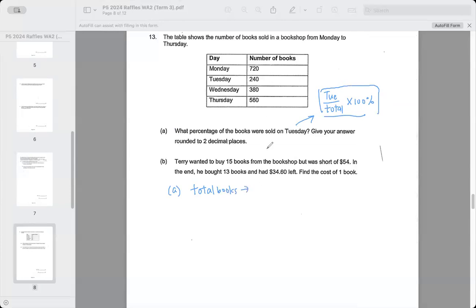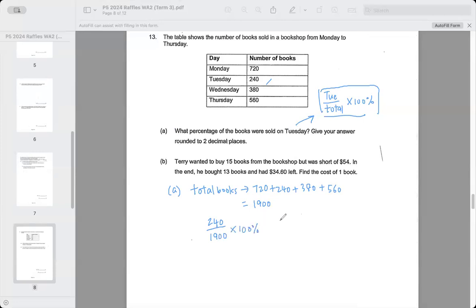Let's add all the numbers together. 720 plus 240 plus 380 plus 560. You add these four numbers together, we will get 1,900 books. So now we can use the formula already. Tuesday is 240, out of the total, 1,900, times 100%.